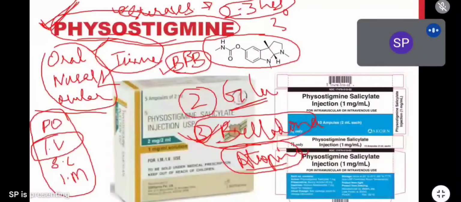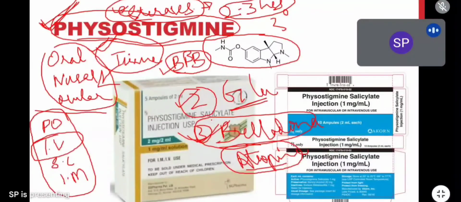Second point, it has more tissue penetrating power. Third point, it can cross the blood-brain barrier and it has CNS effects. Okay, and it is metabolized by the esterases which are present in blood as well as in the liver, and it is commonly used for glaucoma and very, very commonly, the drug of choice in belladonna poisoning.